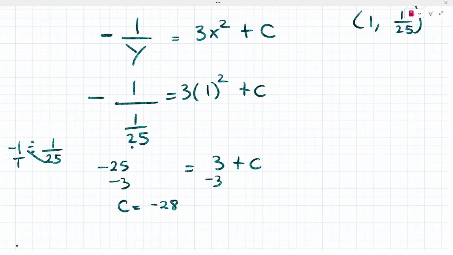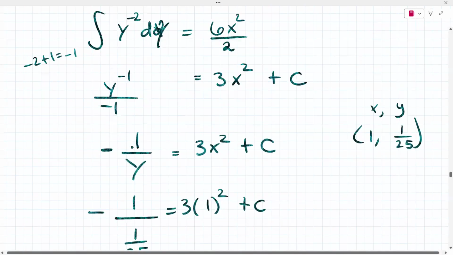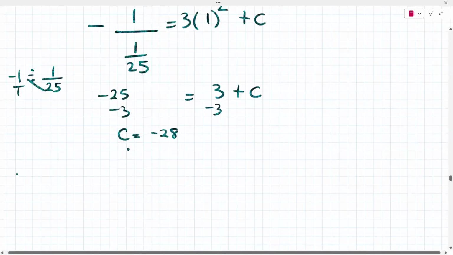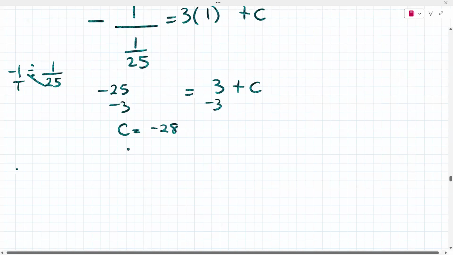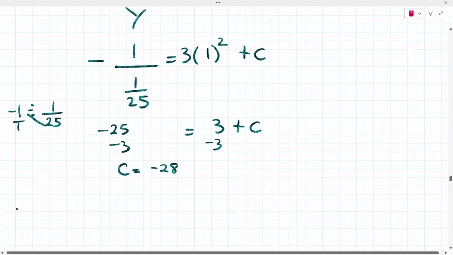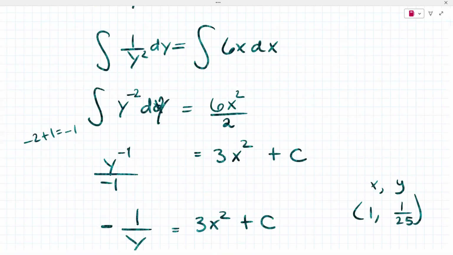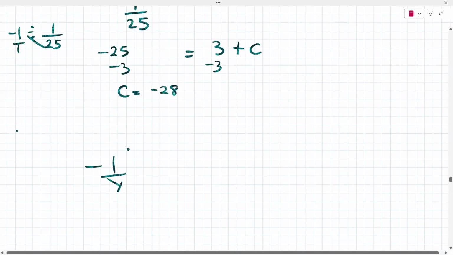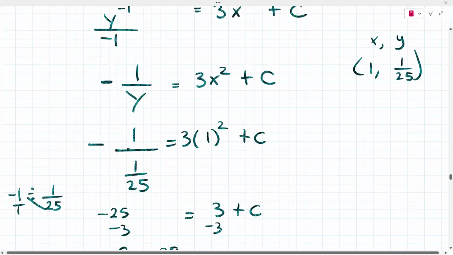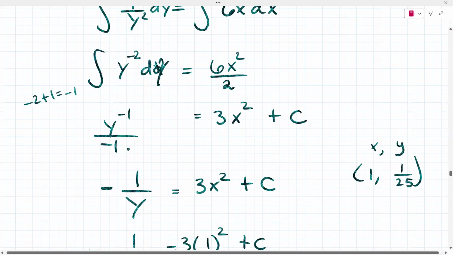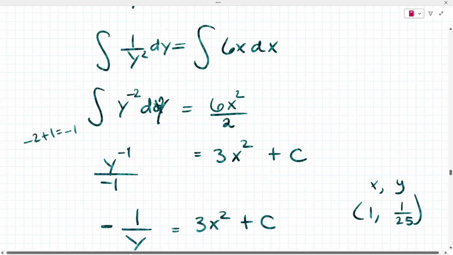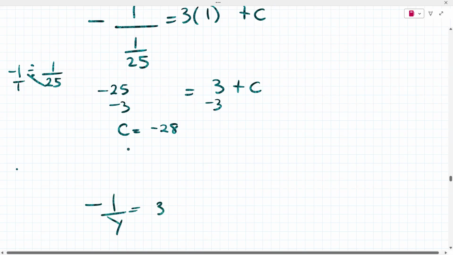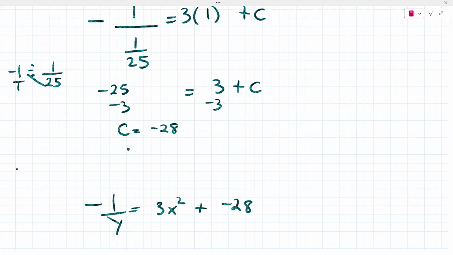Okay, so we can rewrite it as: on the left, the integration of y to the negative 1 is negative 1 over y. And then on the right side of the equation, it was the integration of 6x, which is 3x squared. And then the plus c, and we just found the c was negative 28.